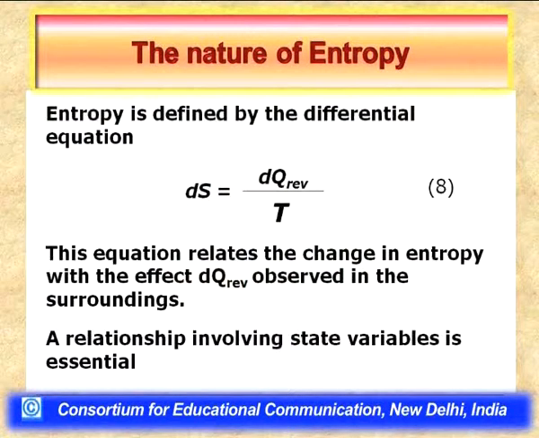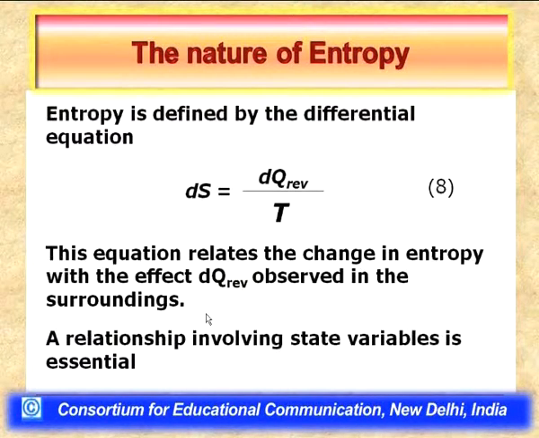Having said this, and considering this application to fusion and vaporization processes, and how the second law reveals the value of molar entropy of these phase transformations, it is now time to again consider the thermodynamic definition of entropy. Entropy is defined by the differential equation dS equals dq reversible by T. This equation, as we see, relates a path function, that is the heat exchanged by the system with the surroundings, and we make observations about the path functions in the surroundings only. So, this equation relates the change in entropy with the effects, dq reversible, observed in the surroundings.